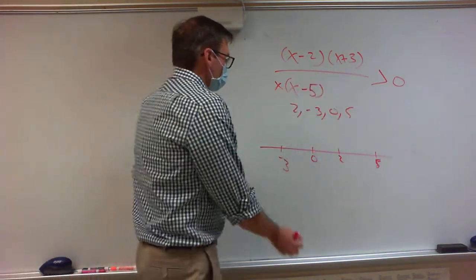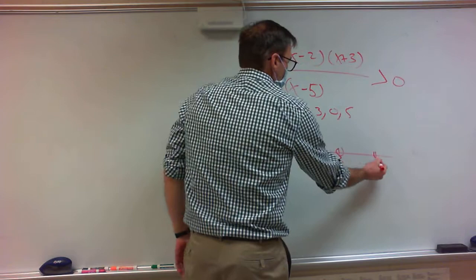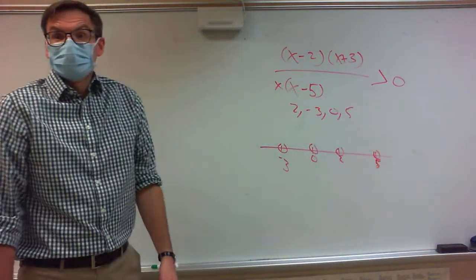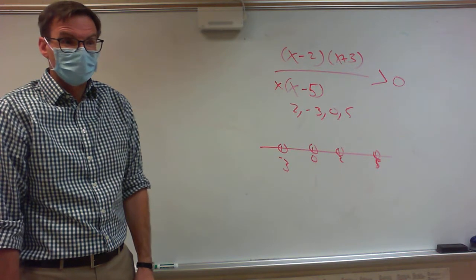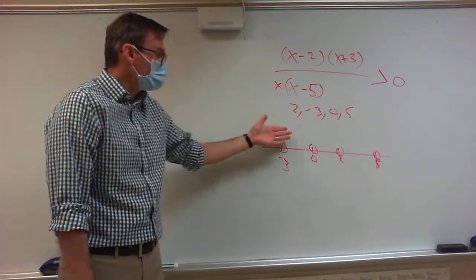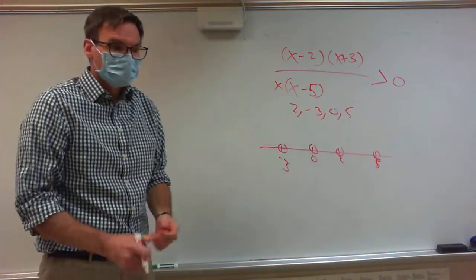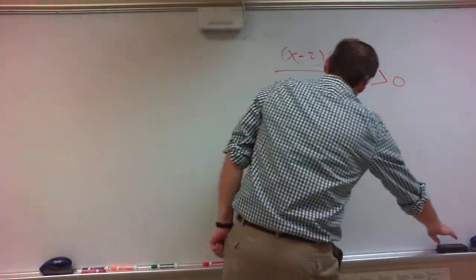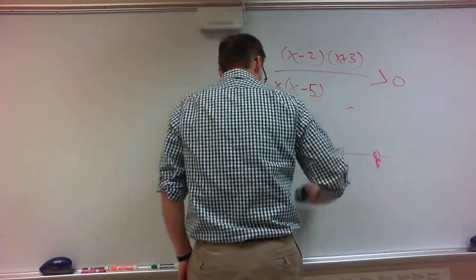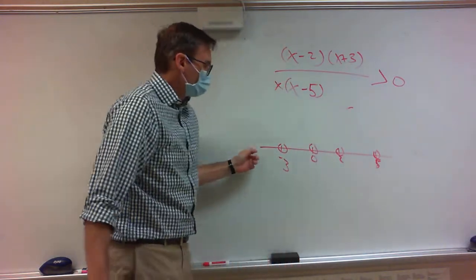That's greater than, so I just put open circles. And now I have to check everything. Right? I have to check which intervals work. So how do you do that? Well, I mean, you pick a number. I'm going to start way over here.